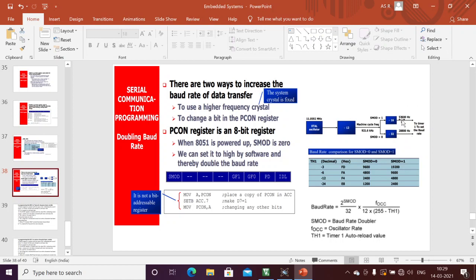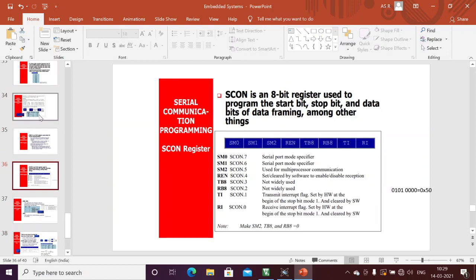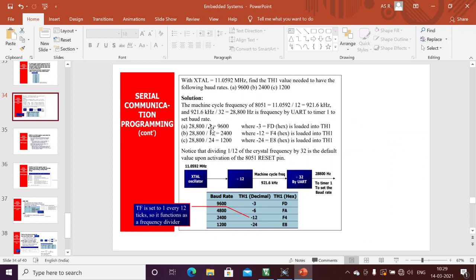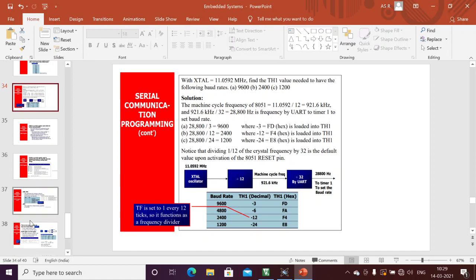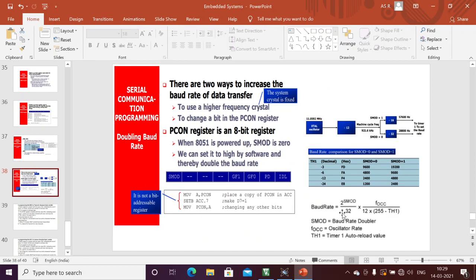Due to that we are doubling the baud rate based on this frequency, as we calculated here. Frequency divided by 3, then I am getting 9600. That -3 value I am loading into th1. Okay, in a similar way we can calculate using this formula. If I am using SMOD as 1, I can calculate the corresponding th1 value, so that we can generate the respective baud rate.